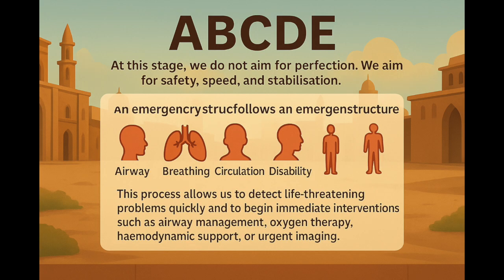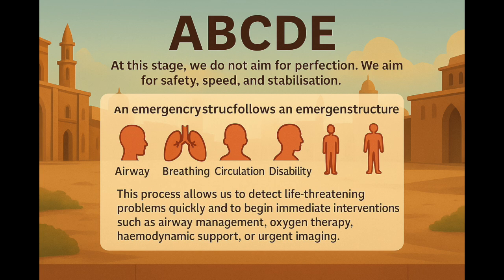When a critically ill patient first arrives, our priority is to identify any immediate threats to life. At this stage, we do not aim for perfection. We aim for safety, speed, and stabilization. The initial assessment follows an emergency structure, beginning with airway evaluation, followed by breathing, circulation, disability, and exposure. This process allows us to detect life-threatening problems quickly and to begin immediate interventions such as airway management, oxygen therapy, hemodynamic support, or urgent imaging.